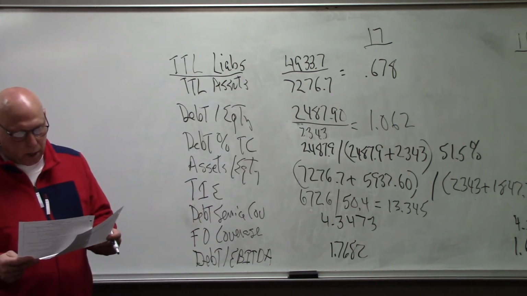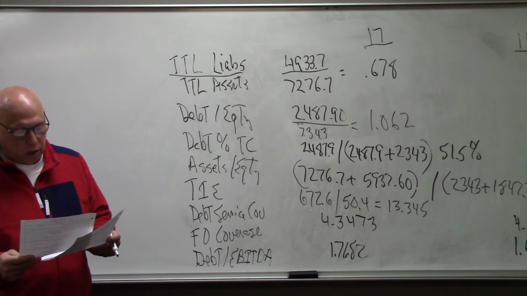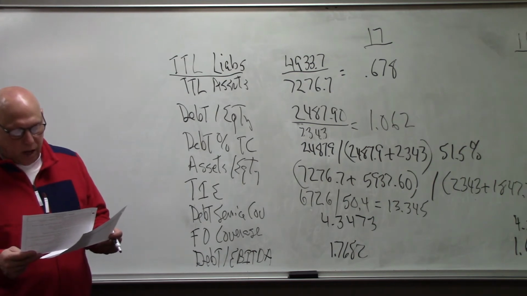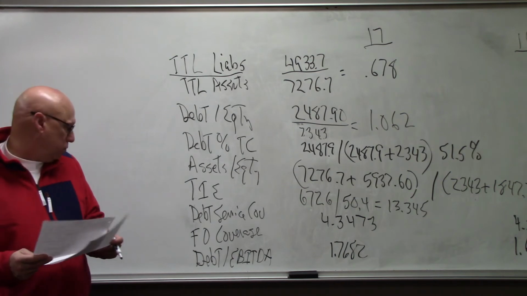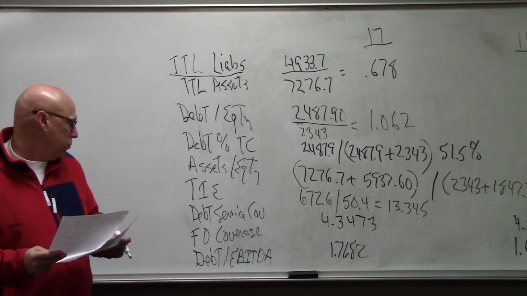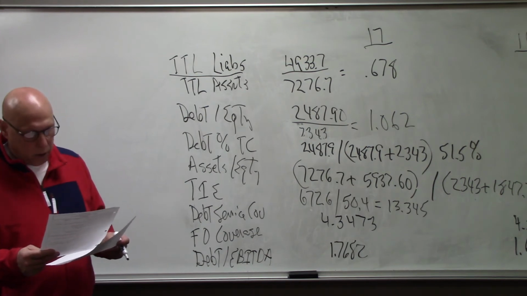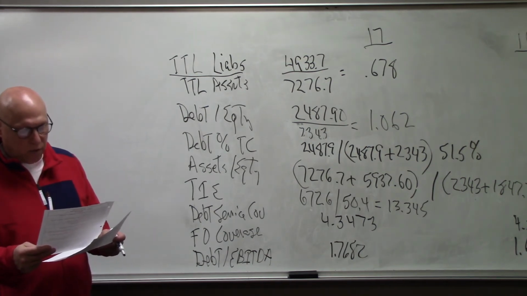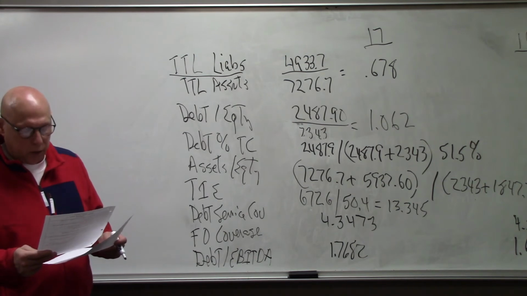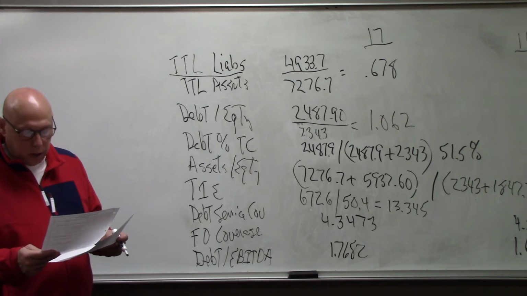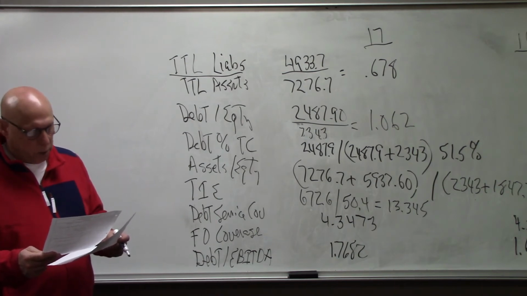Okay? So now you know what the formulas are. For debt service coverage, it's EBITDA or NOPAT divided by debt service. And for fixed obligation coverage, it's EBITDA divided by all of your fixed costs, fixed payments: interest, principal, lease payments, and capital expenditures.